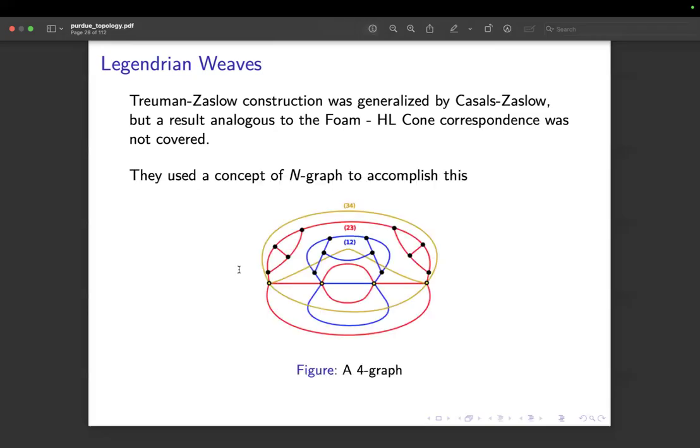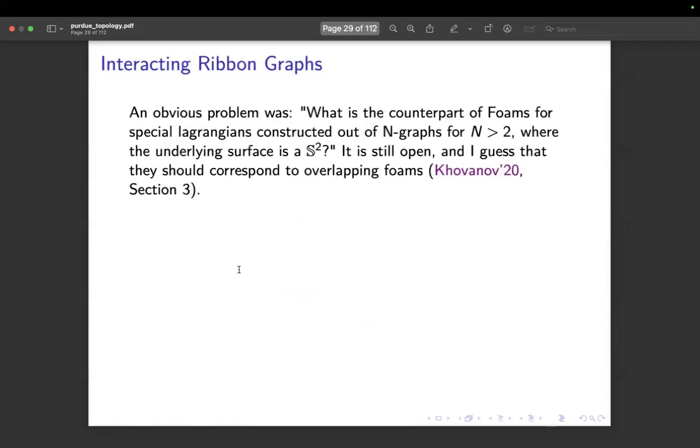And they used the concept of N graphs, which is pretty much like, for example, if you have a triangulation, then its dual is a trivalent graph. N graph, you should think of as a generalization of something like that. And in this figure, for example, we see a 4 graph, and you should think that there is a trivalent graph, each edge labeled by some color, and there is a condition for when they interact.